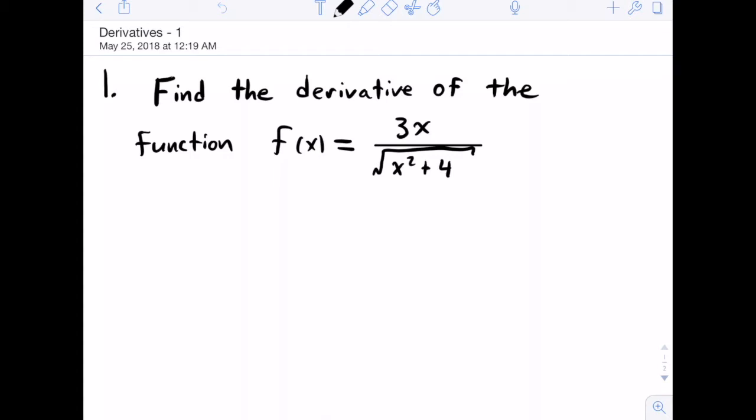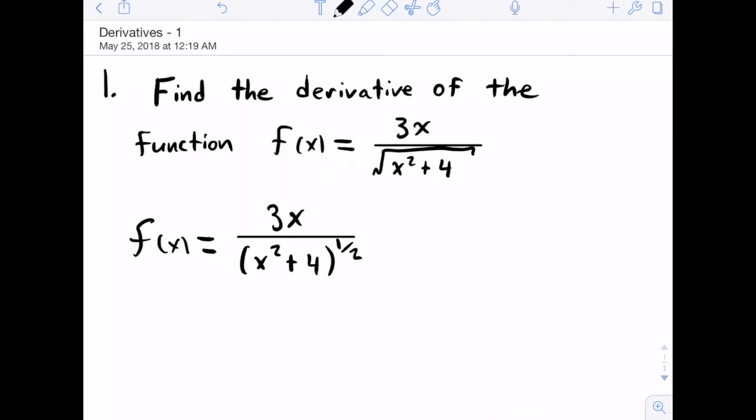So the first one we're going to look at is the function f of x given by 3x divided by the square root of x squared plus 4. And just like every time we've talked about things that involve square roots, we want to rewrite them with a power. So we can rewrite this as 3x divided by x squared plus 4 all to the power of 1/2, because remember the square root is the 1/2 power.